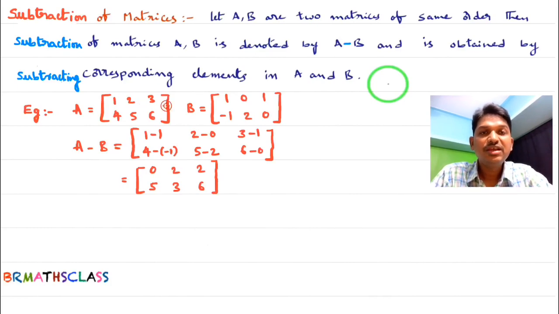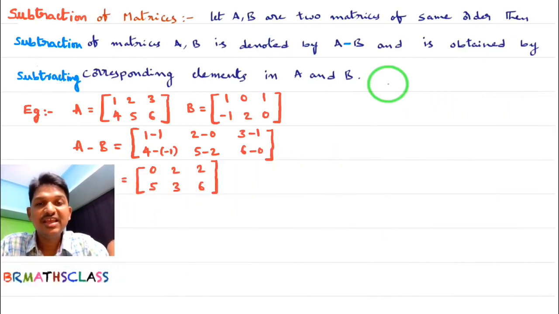You observe here, this is a matrix A, this is matrix B. You can see they are of same order or not. This matrix is of order 2 rows, 3 columns. This order is 2 by 3. This order is also 2 by 3. How you will get A minus B? By subtracting corresponding elements in A and B.